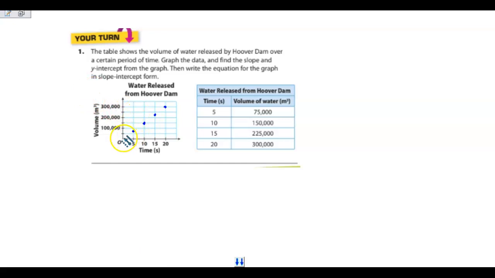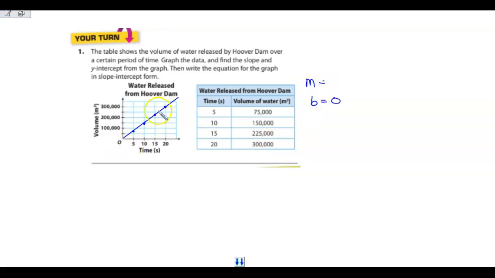So if we draw our line through those points, what do you notice about this graph? Right, it's proportional, isn't it? So that means that my y-intercept is going to be at 0. So my y-intercept, let's put it over here, is going to be at 0. So now we have to find our slope.